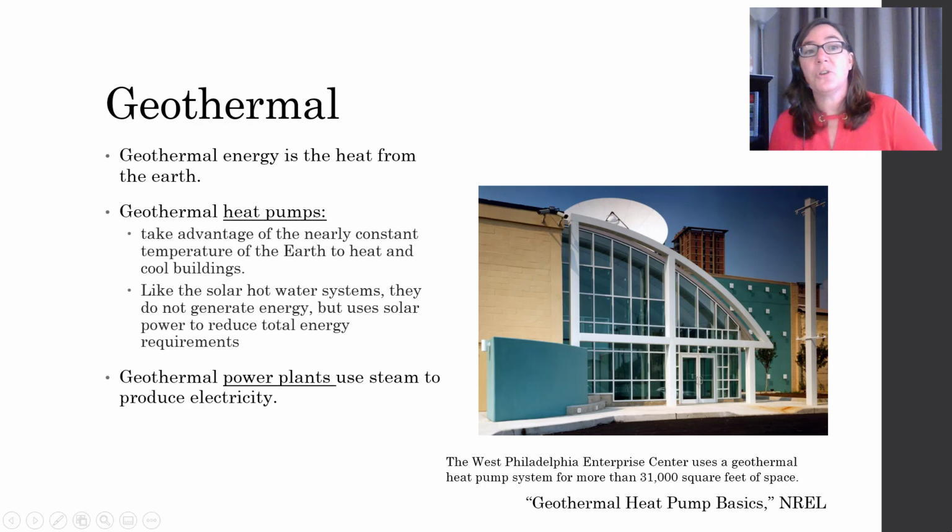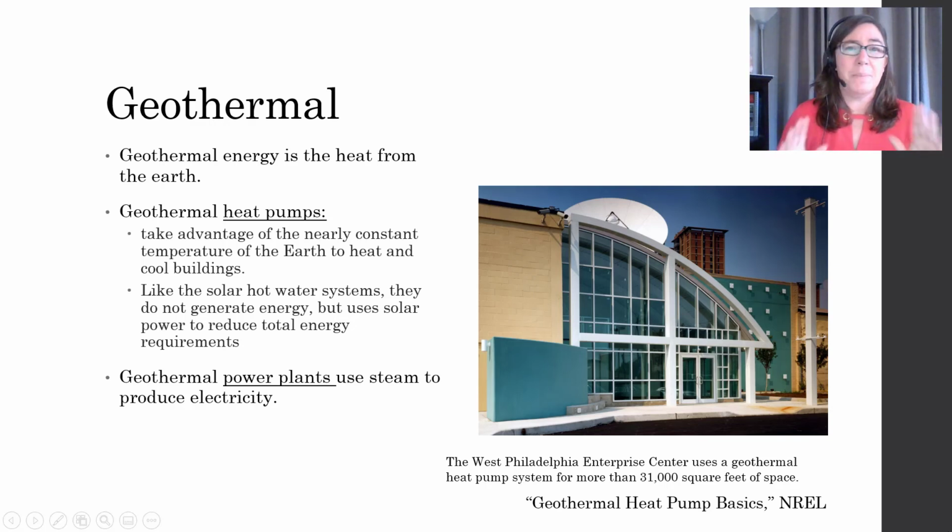The other major way to use geothermal energy is typically not for an individual building. It's more for a municipality, and that is a geothermal power plant, and they'll use steam to produce electricity.